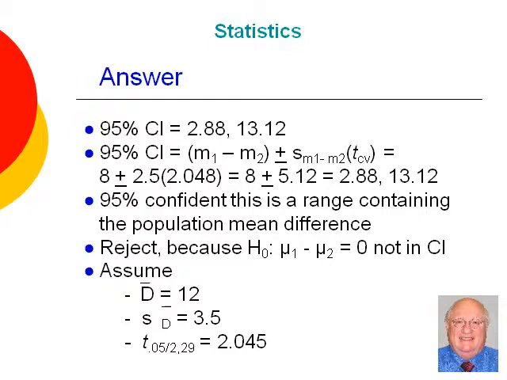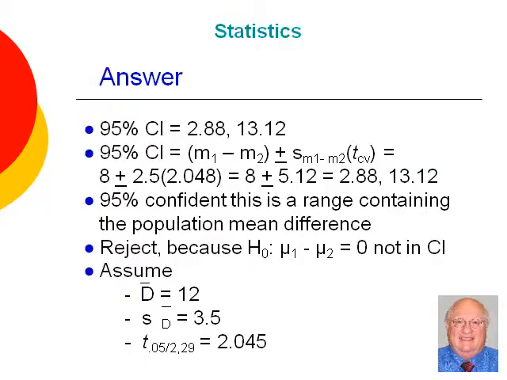The confidence interval is 2.88 to 13.12. This was computed by taking the statistic of interest, the mean difference score, plus or minus the product of the standard error of the mean differences and the critical value, or 8 plus or minus 2.5 times 2.048, which will equal 2.88 to 13.12. We would interpret this finding by saying that we are 95% confident that this was a range likely to contain the population mean difference score.